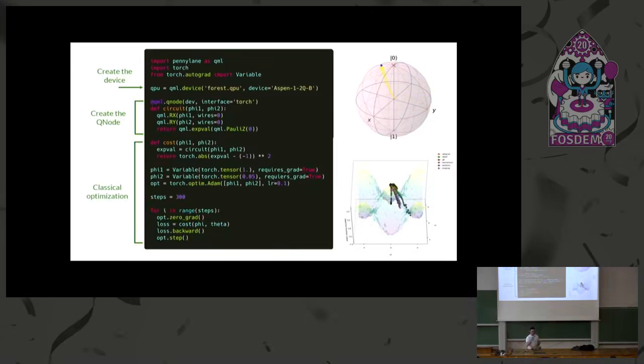These examples are available on our website as tutorials. On the right-hand side is an animation of this short script actually running on a QPU. We're training the qubit to enter the state that's defined by the cross on the Bloch sphere, and you can see the qubit being trained and approaching the required state.